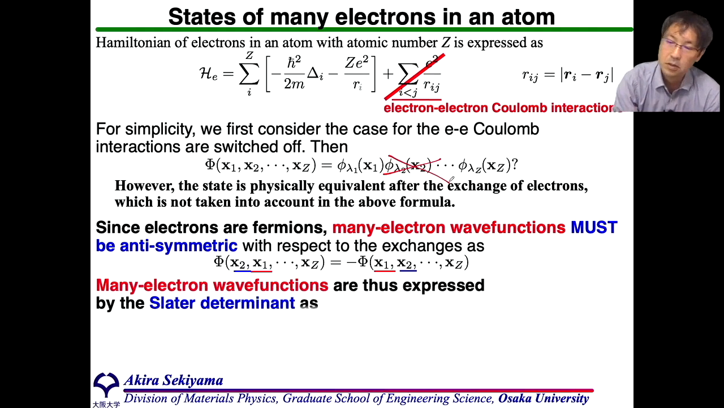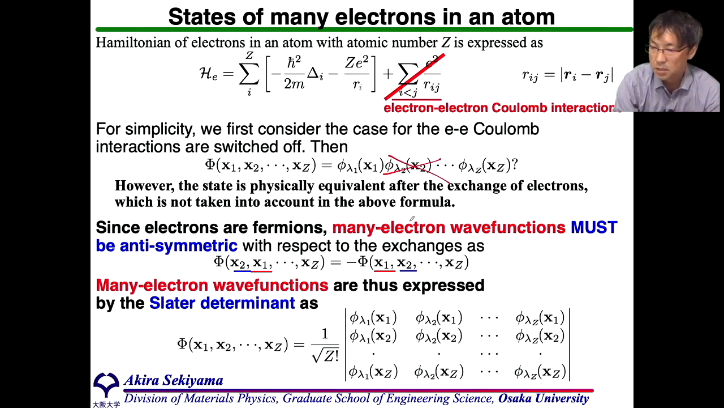Instead, we use the Slater determinant, expressed as this determinant. This determinant satisfies the antisymmetric nature of the fermion many-body wave function. Therefore, we need to consider the wave function as this one.